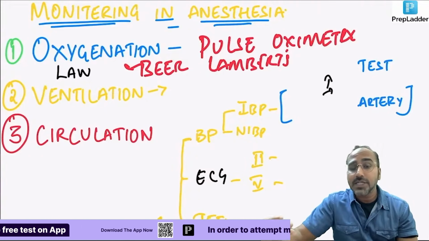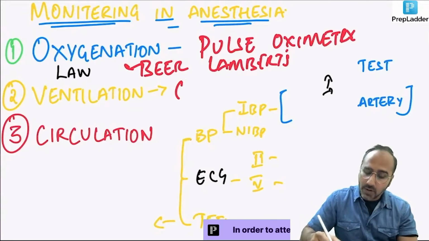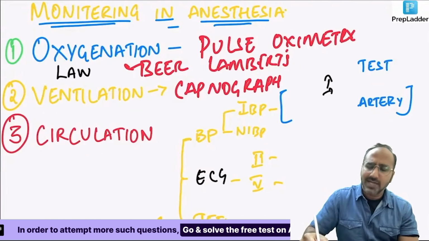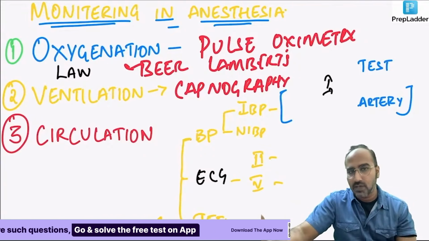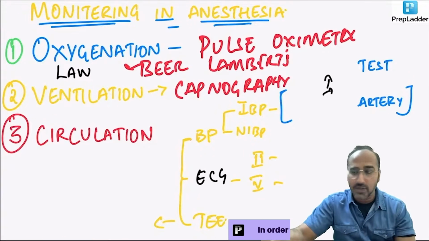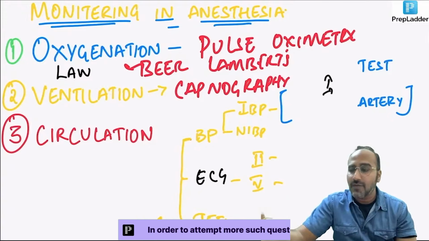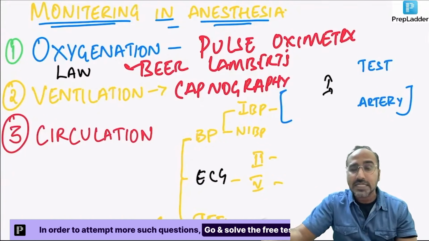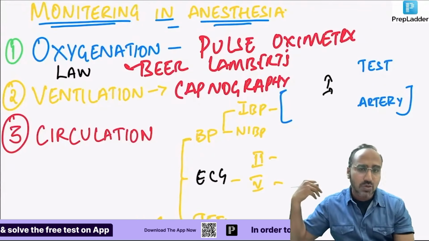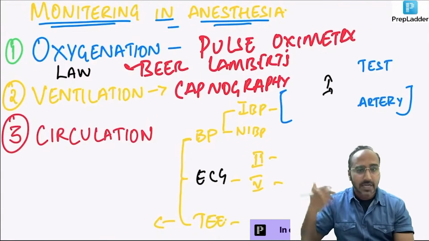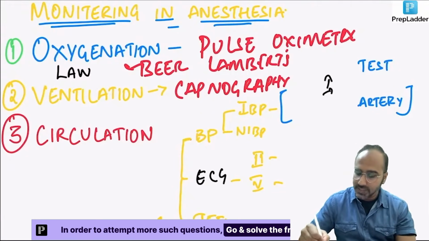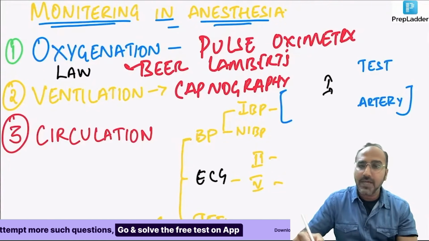Next you monitor the patient's ventilation. How will you monitor that the patient is adequately ventilated? With the help of capnography. Very, very important, guys. We'll discuss later what the types of capnograph are. Next you monitor the patient's circulation. For monitoring the circulation, you need to monitor 3 things. One is the BP, one is the ECG, and the other is transesophageal echocardiography. That is again not done for routine cases. It is only done for patients who are posted for long duration surgeries or any cardiac surgeries.